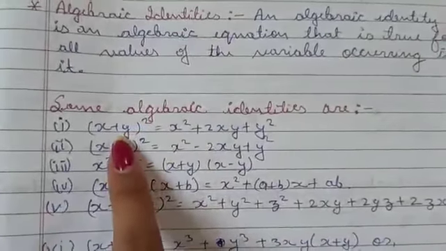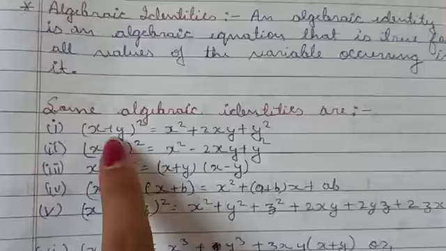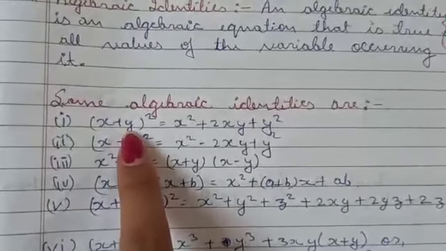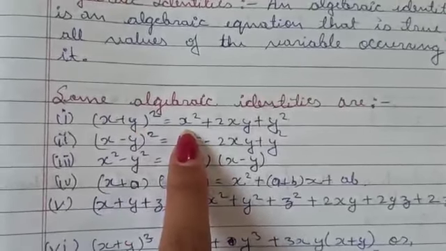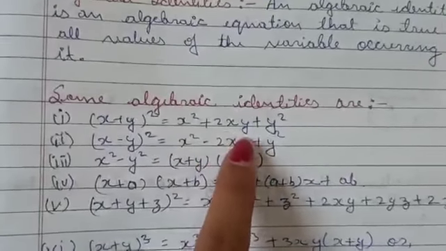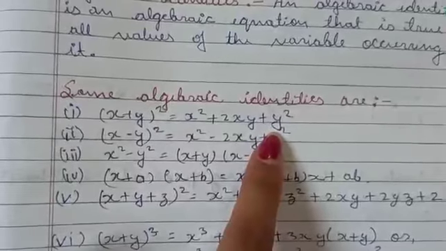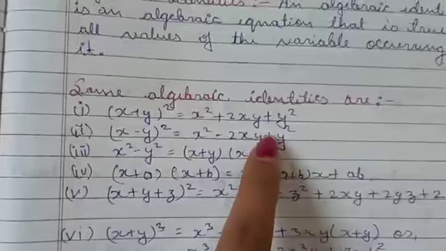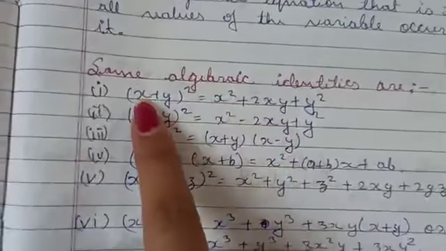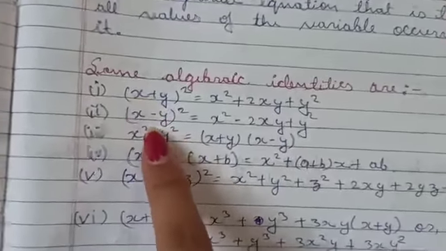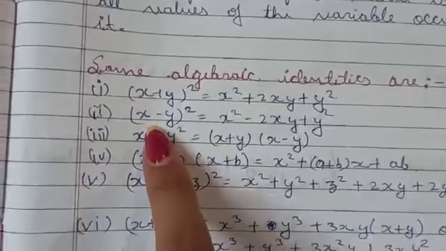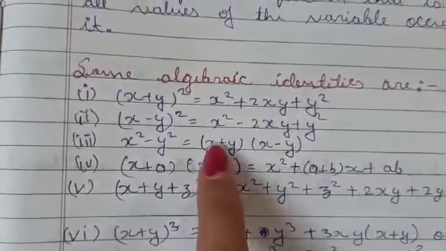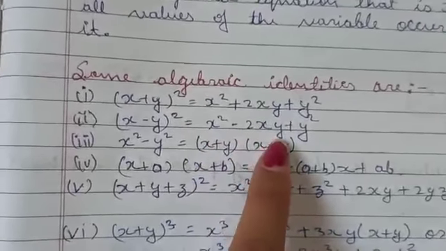See, first one, x plus y whole square. X and y are variables. So x plus y whole square is equal to x square plus 2xy plus y square. This is the expanded form of the first identity. Second identity is x minus y whole square. Expansion of this identity is x square minus 2xy plus y square.